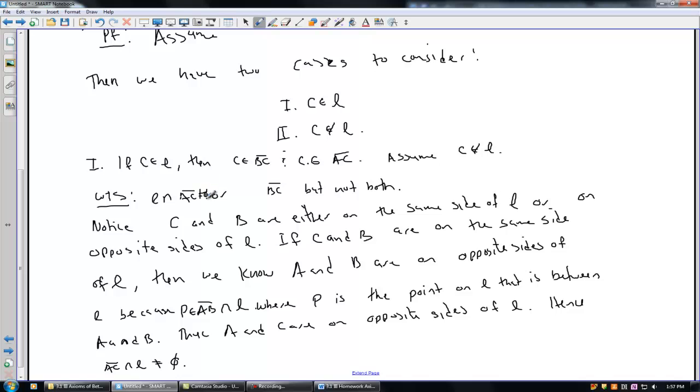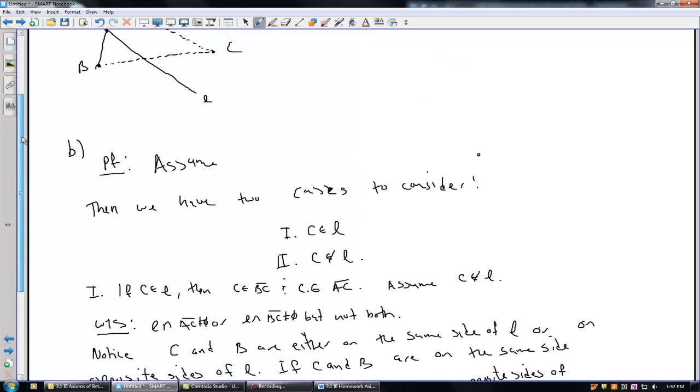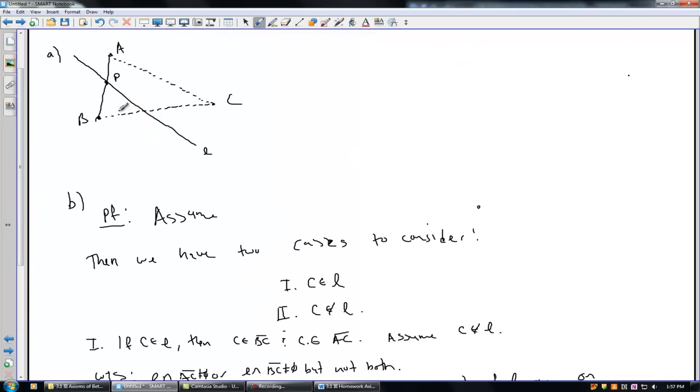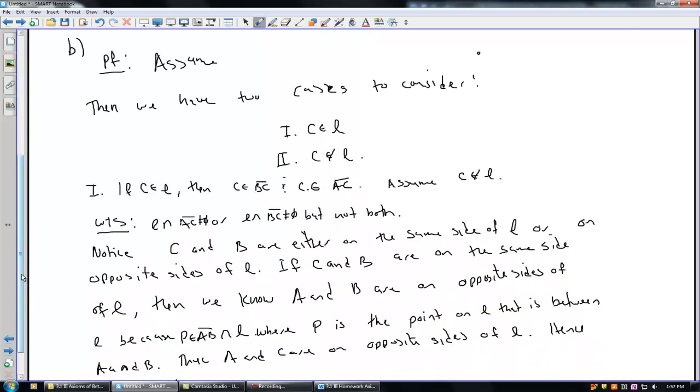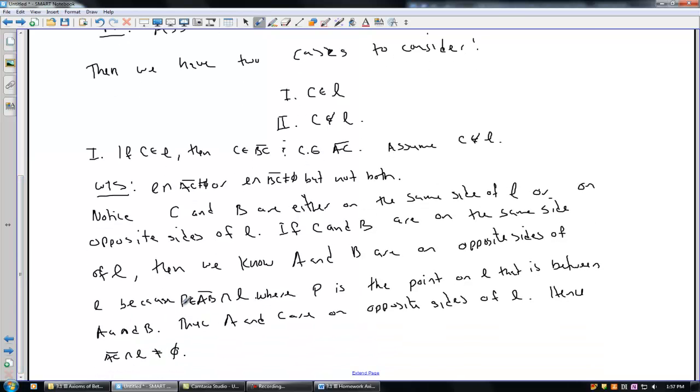I really want to show that L intersect AC is not equal to the empty set, or L intersect BC is not equal to the empty set. That's what this picture is saying. I got caught up with that C for some reason. So I want to show that this line crosses that line, or this line crosses that line, if it doesn't cross C. Hopefully that didn't confuse you too much. But I don't really want to redo this, so we're going to stick with that.